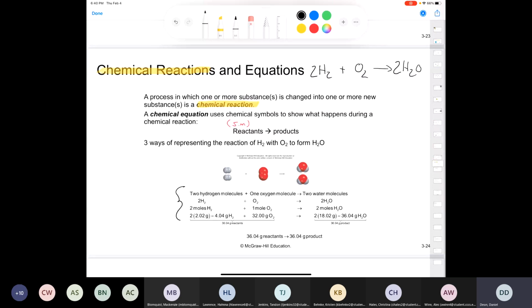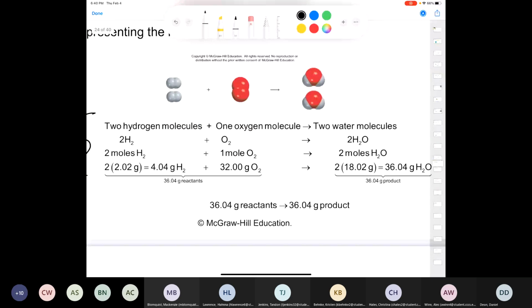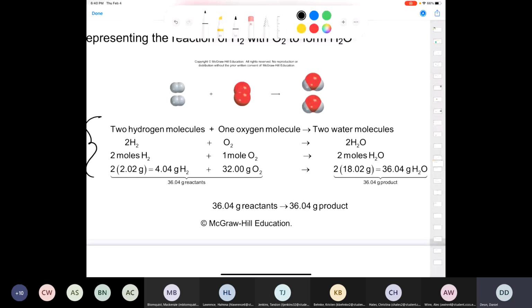Now here are the three representations right here. Let me expand this a little bit. Okay. Now we could say, okay, great. If we take two molecules of H2, combine it with one molecule of O2, we get two molecules of H2O. Good. Another way you could describe it is, instead of just having two molecules, what if you had 2 moles, right? If you had 2 moles of hydrogen, it would combine with 1 mole of oxygen to give you 2 moles of water.